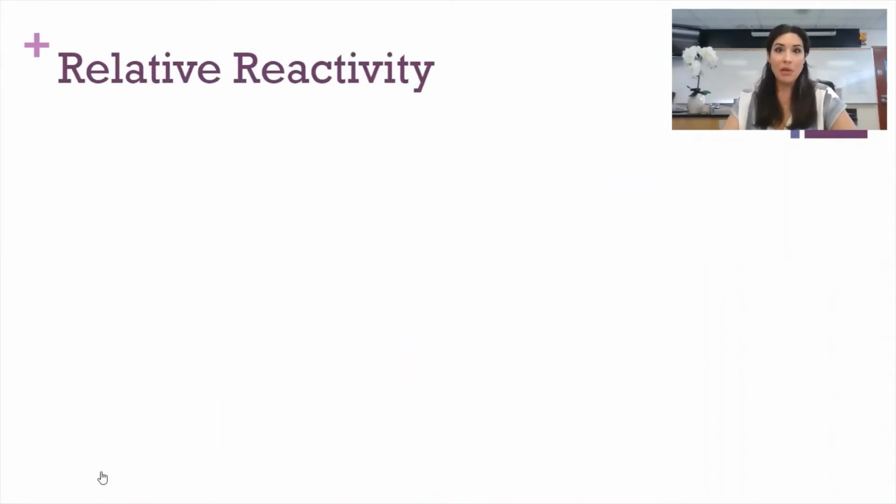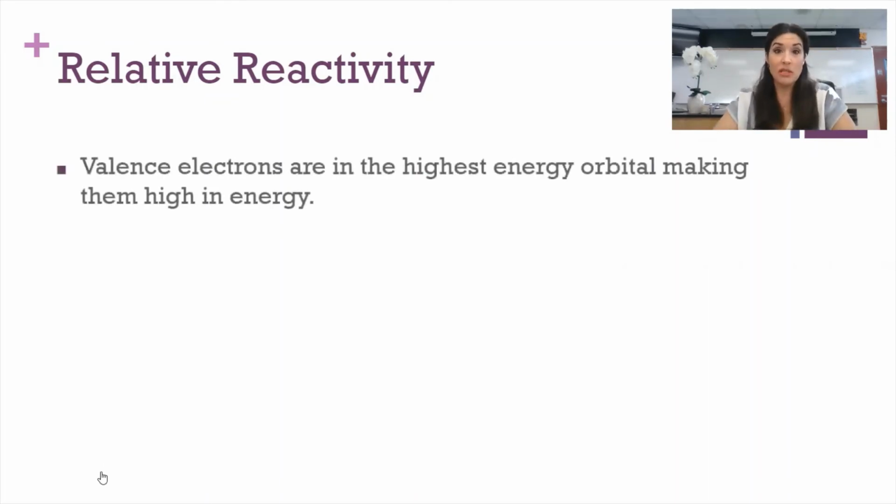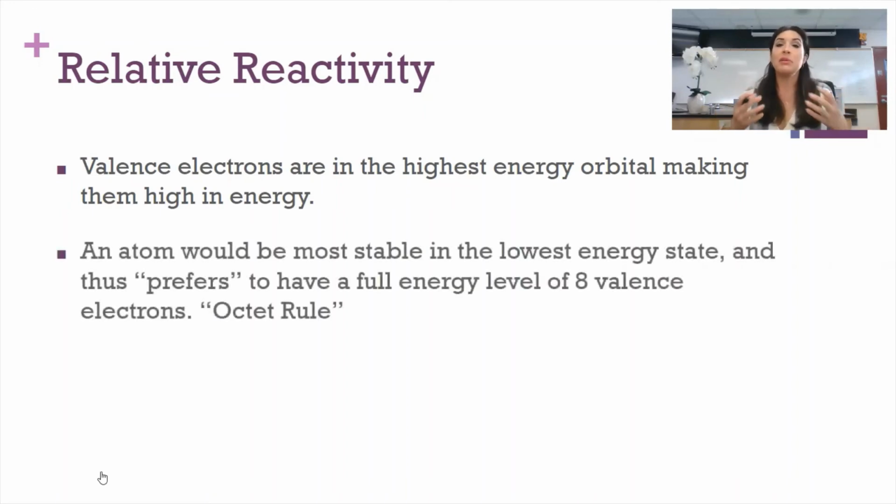The next topic we're going to talk about is relative reactivity. How do elements in each group compare to each other in terms of their ability to react with other substances? Valence electrons are those that are in the highest energy orbital, and it makes them high in energy. Everything prefers to have low energy. Low energy corresponds to stability.